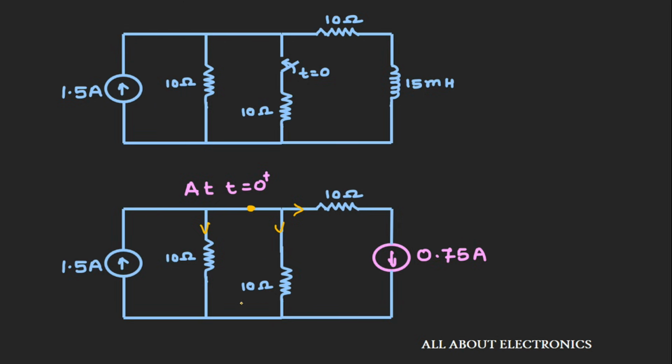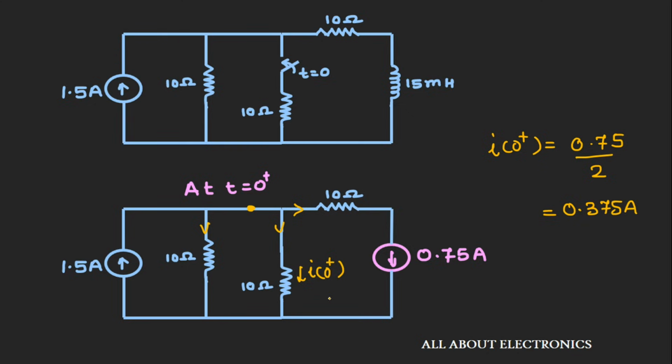So we can say that this I of 0 plus is nothing but 0.75 divided by 2, that is 0.375 ampere. So in this way we found the value of this initial current at time t equal to 0 plus that is flowing through this 10 ohm resistor.